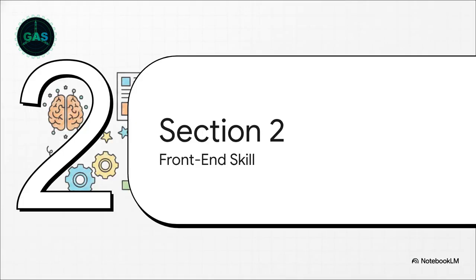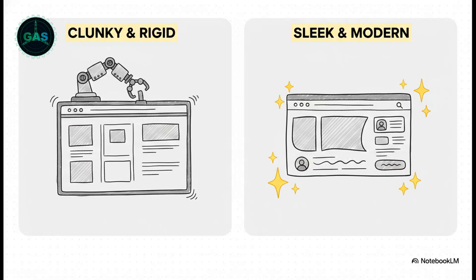Moving along to Section 2, the front-end design scalpel. Stepping into the second phase, we introduce a specific custom instruction that transforms the AI from just a basic coder into your actual lead designer. Look, if you've ever used AI to code a website before, you know exactly what the default result is. It's clunky, it's sterile, and it has that unmistakable, slightly awkward AI-generated vibe.